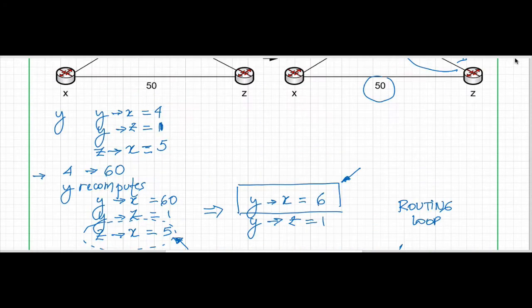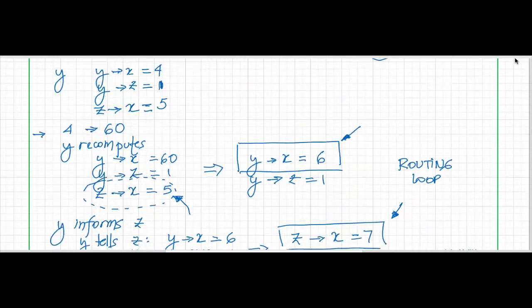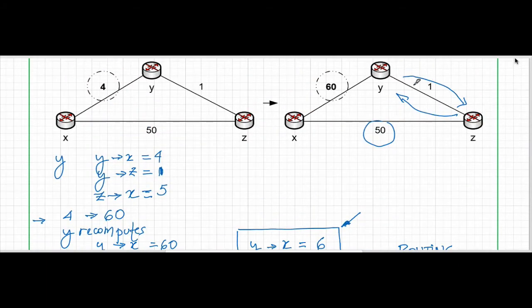So imagine what happens if for some reason the cost here was very high, in the order of the thousands. It will take several hundred steps, over 950 steps maybe, in order to reach this condition. And in the meantime, the packets just loop around and loop around between Y and Z. And all of this stems from the fact, again, that Z is not telling Y that it's using Y to reach X. How do you fix this condition?